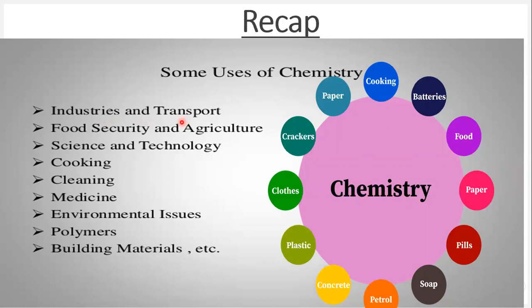Industries and transport also use chemistry. Chemistry is also involved in food security and agriculture, in science and technology, in cooking, cleaning, medicines, environmental issues, and polymers.